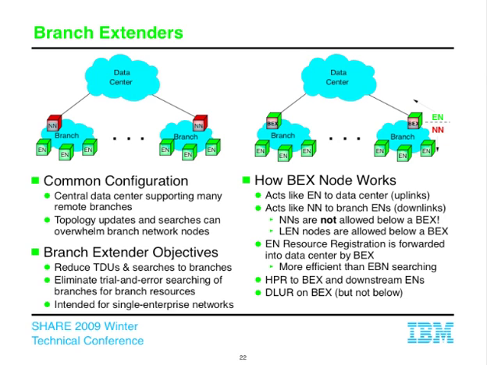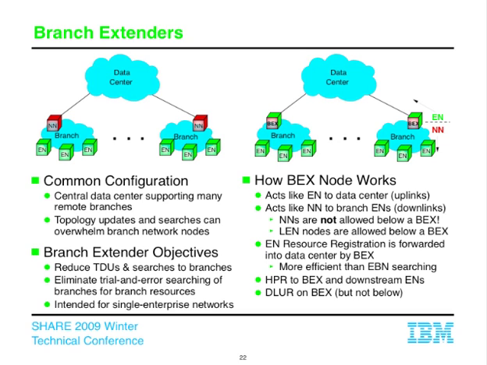So by creating a cascaded end node model, if you will, it basically gives us our ability to eliminate the topology database flows. It allows us to register our resources across these branch extender boundaries so that we get automatic searching. We don't have to do trial and error searching anymore.